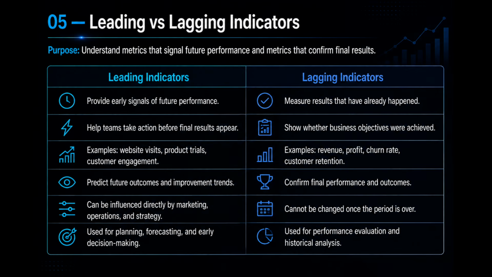On the other hand, lagging indicators measure results that have already happened. They show whether business objectives were actually achieved. Examples include revenue, profit, churn rate, and customer retention. These metrics confirm final performance, cannot be changed once the measurement period is over, and are mainly used for performance evaluation and historical analysis. The key difference is simple. Leading indicators help us anticipate what may happen, while lagging indicators tell us what has already happened.